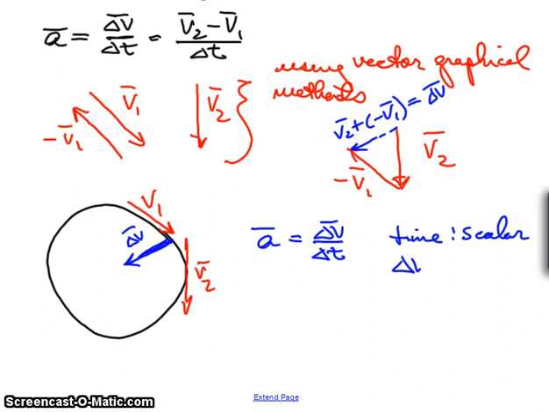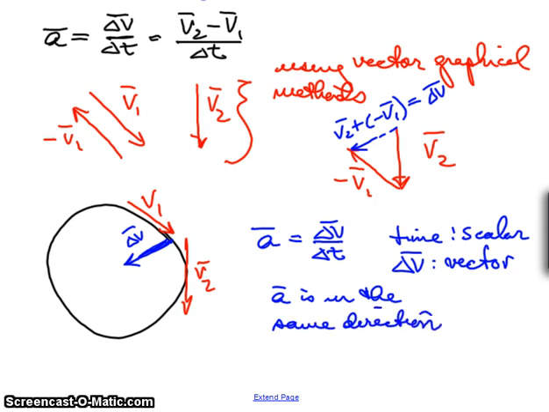The change in velocity is a vector. So all I'm doing is dividing a vector by a number, and so I get the same direction. A is in the same direction as delta V. Therefore, I can also write A. So we can see the acceleration does point into the center, just like the force did.